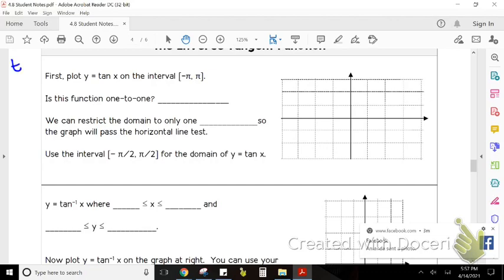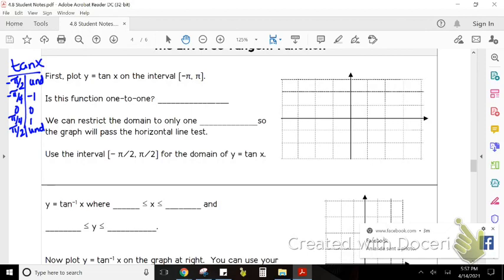So remember, tangent of x starts at negative pi over 2, and it goes to positive pi over 2 for your x's. It's undefined, and then it drops down to the bottom and comes back up until it's undefined again for the y's.